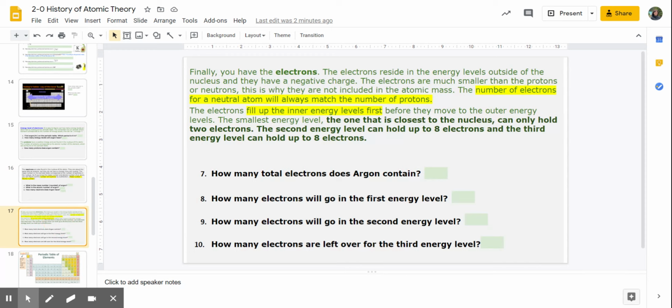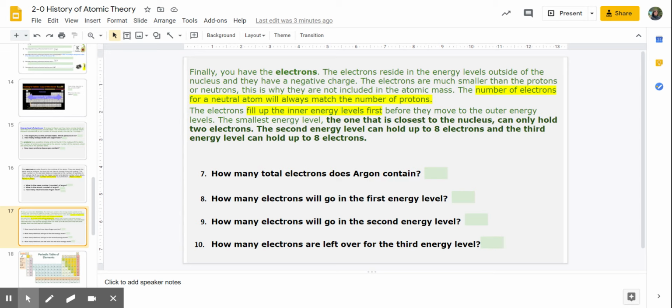And in slide number 17, there's more information about the electrons. So let's read it together. Finally, you have electrons. The electrons reside in the energy levels outside of the nucleus, and they have a negative charge. The electrons are much smaller than the protons or neutrons. This is why they are not included in the atomic mass. So the number of electrons does not really add mass to the atoms.